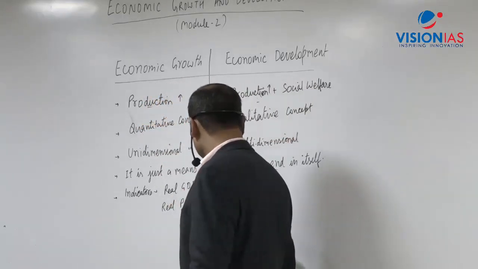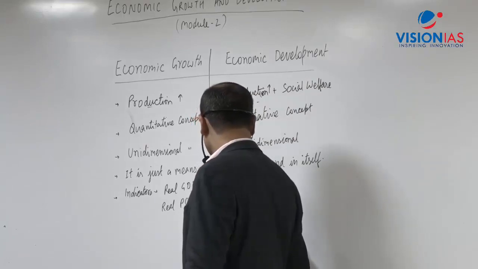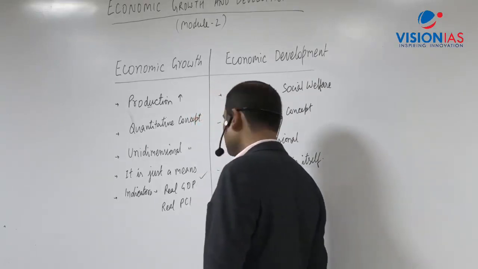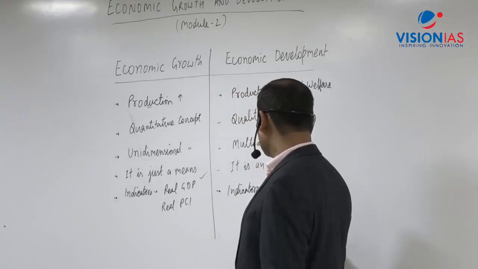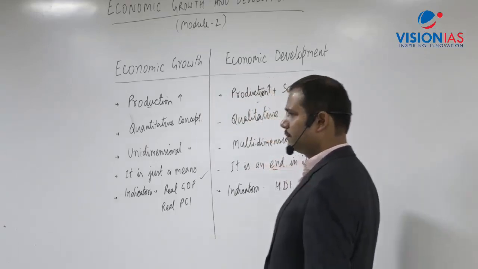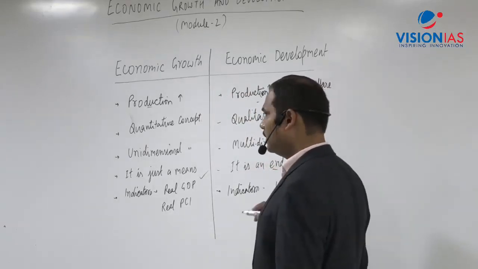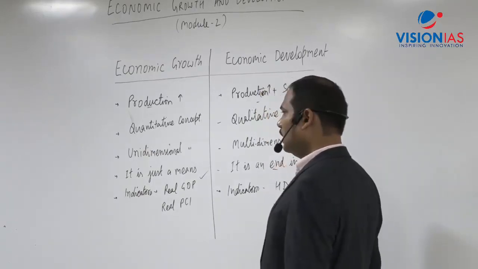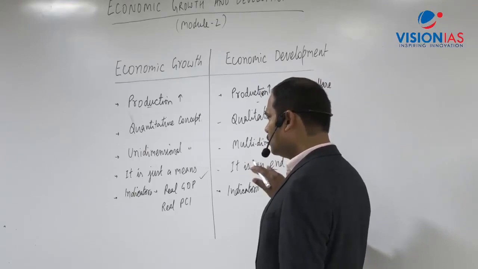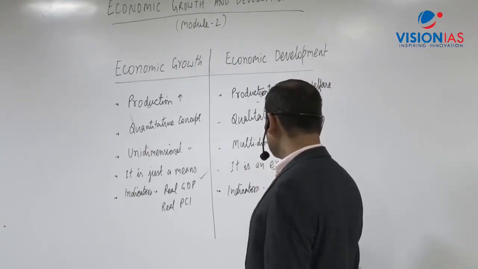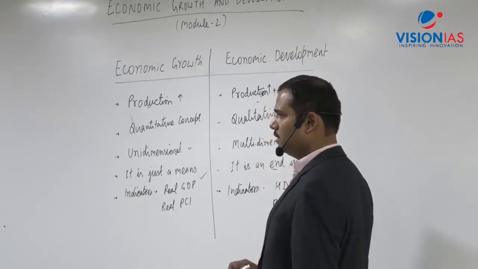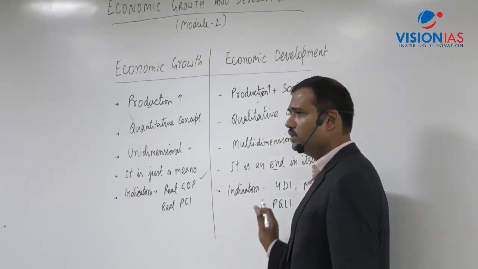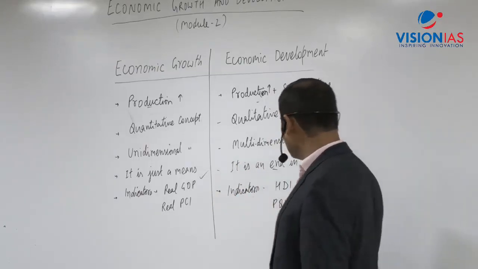What are the indicators here? Like HDI, the Human Development Index. Any other? Not only one indicator. MPI even. Earlier, some indicators were used like PQLI, the Physical Quality of Life Index. Briefly, we will discuss. Even per capita income was also used for this. So we will discuss actually. Even real PCI was also used.